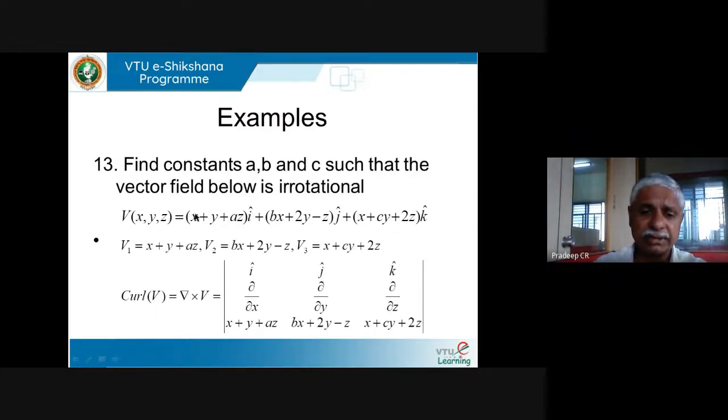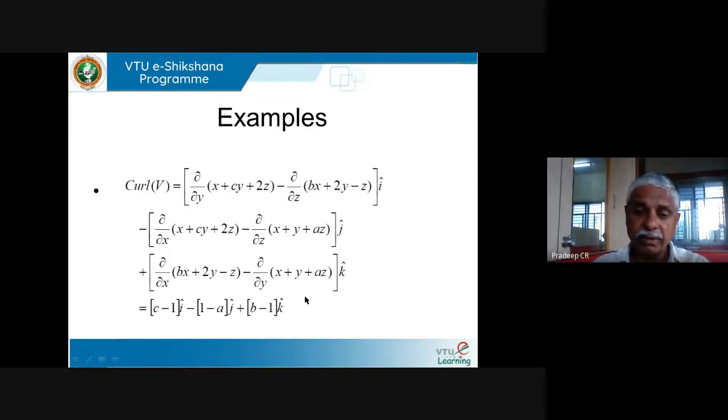So usual, V1 is x plus y plus az. V2 is bx plus 2y minus z, and V3 is x plus cy plus 2z. These are the three components of V. So I want to find curl of V, which is nabla cross V, the usual definition of cross product in terms of a determinant. I hope I've done it correctly. You can go home and check. I'll get this: (c minus 1) i cap plus (minus 1 minus a) j cap plus (b minus 1) k cap. Now, I want to verify this is correct. Most probably this is correct.